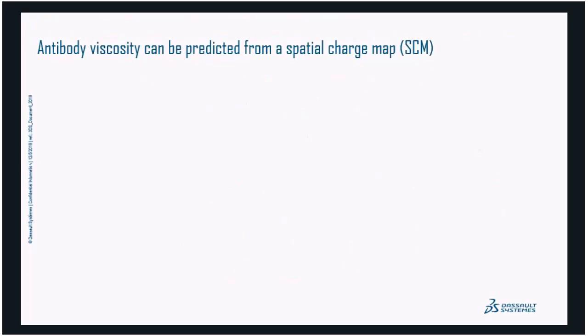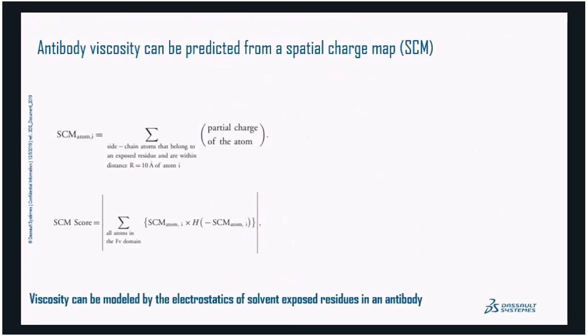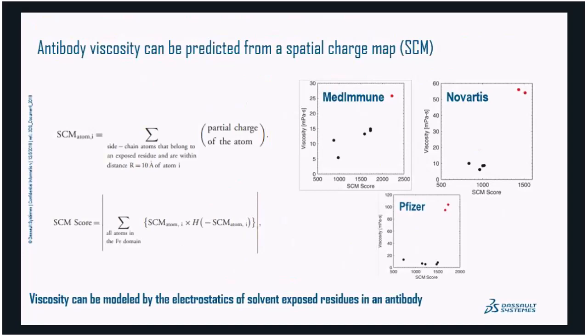So how do we actually predict antibody viscosity? Well, we predict it from a spatial charge map. This is an example of the functional form. How I think about it is, we're really modeling it by looking at the electrostatics of the solvent exposed residues, say in an antibody or in a protein. And with some of the test data that we have, from a peer-reviewed publication, that used test data from 3 pharmaceutical companies, MedImmune, Novartis, and Pfizer.